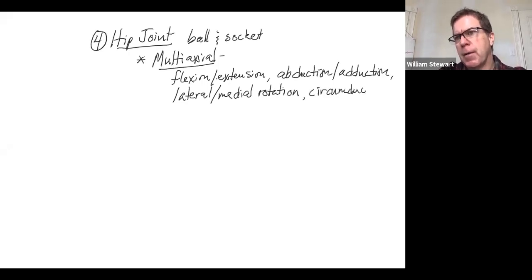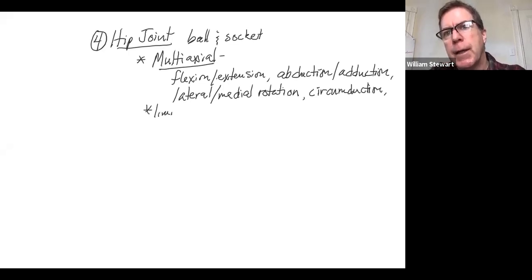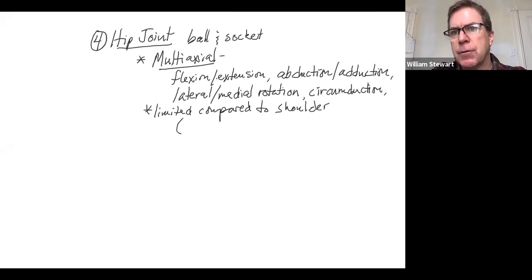I can't remember if I wrote that about the shoulder, but of course the shoulder also circumducts. So the hip has a much more limited range of motion than the shoulder. I'm just going to write limited compared to shoulder. But as we stated several times, that increases its stability. So I'm just going to write more stable.